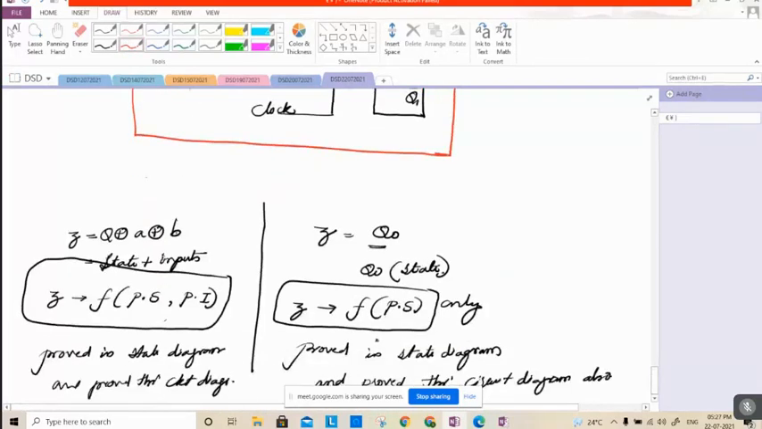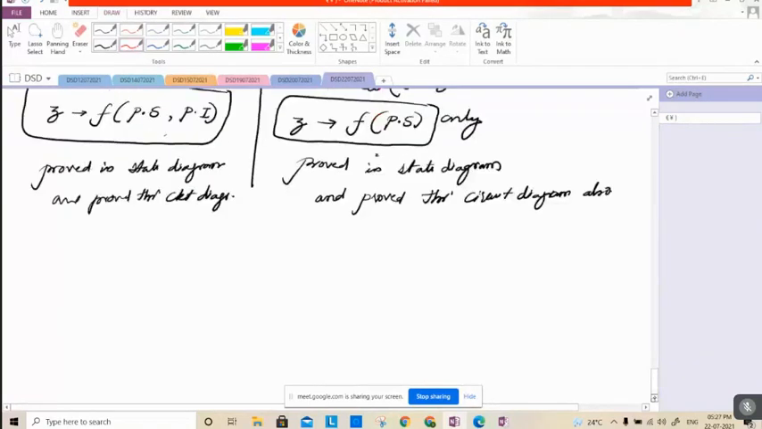So this is related to state diagram 1, and this is related to state diagram 2, state diagram 1 and state diagram 2. So state diagram 3 will be ignored. State diagram 3 will not be considered.